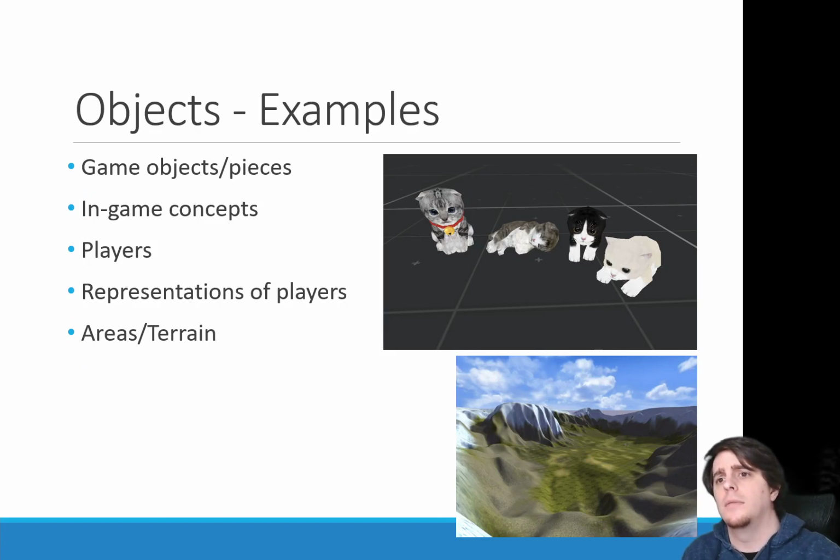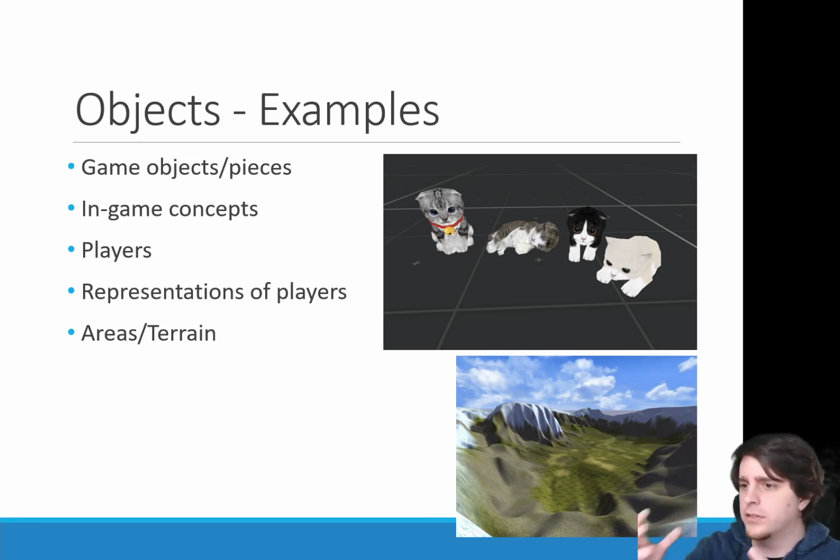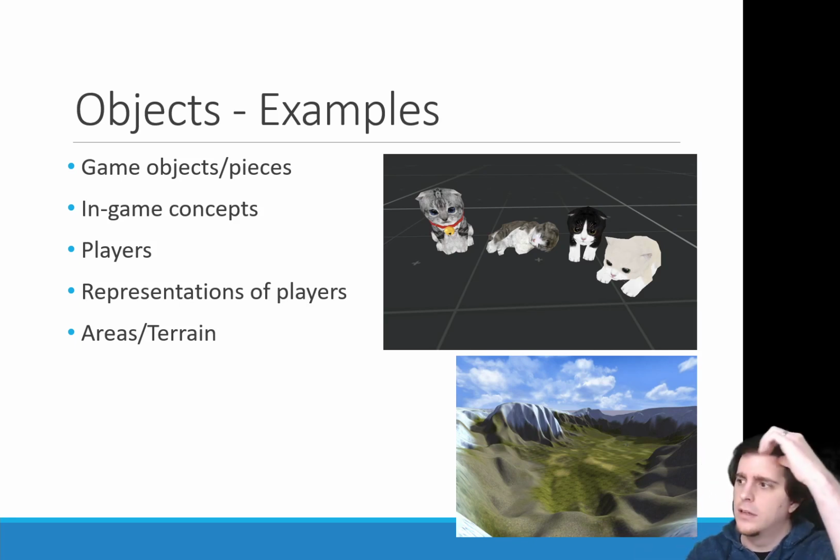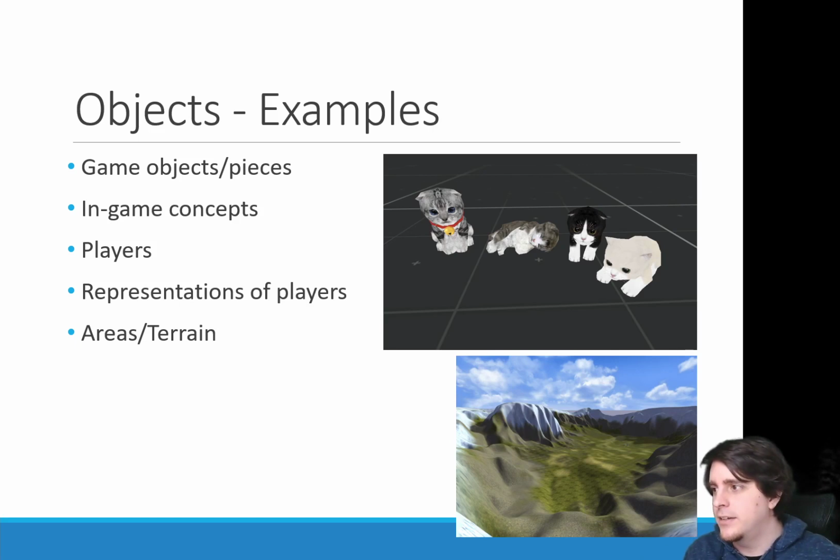So you've got your game objects or your pieces of the game, your models, in-game concepts like lore and worlds, the players themselves, the characters that are representations of the players, all the way down to the different areas and the terrain in games as well. The areas or terrain, whether it's squares on a grid board, or, I'm headed to sports for some reason, yardage on a play field, or tracks in a race, all these things are objects.